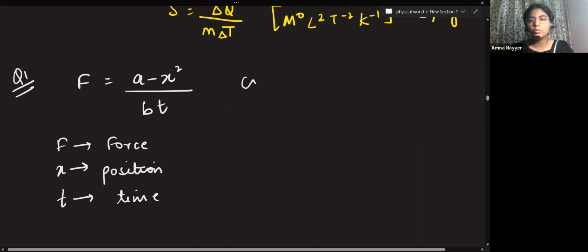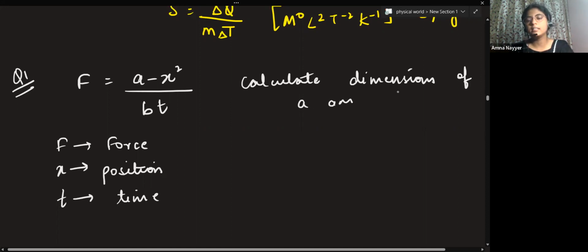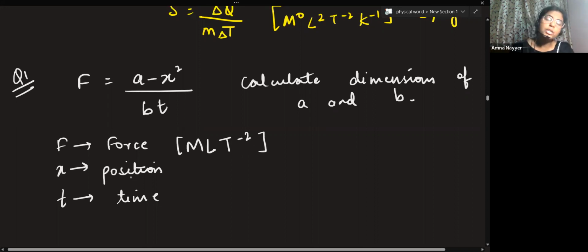So you have to calculate dimensions of A and B. Now, before that, let's write the dimensions of F, X, and T. Force, you know, is mass multiplied by acceleration. Mass is M, acceleration is L T to the power minus 2. So force is this. Position is length, so that will be L only. Time period, this will be T only.